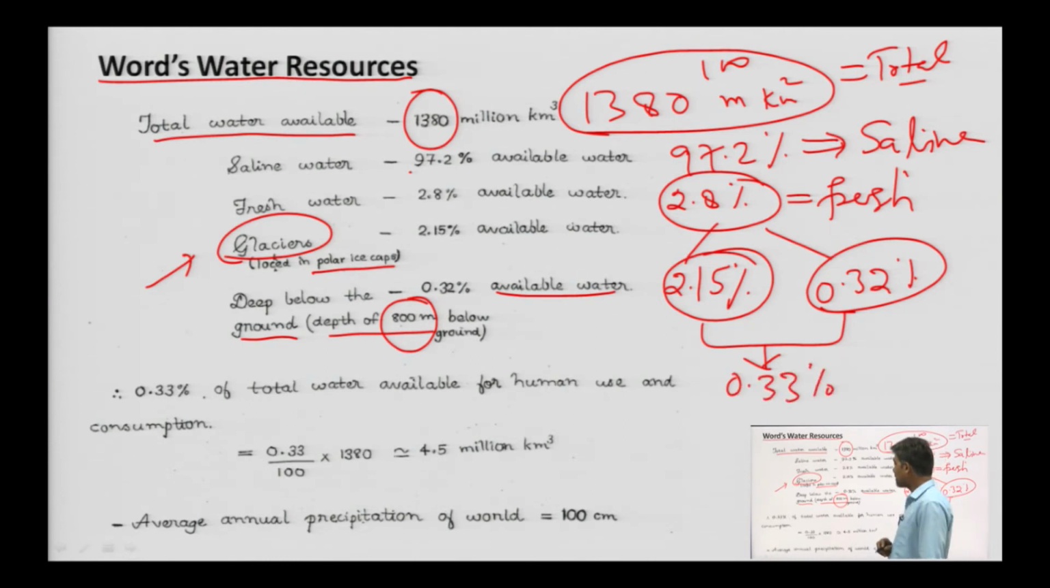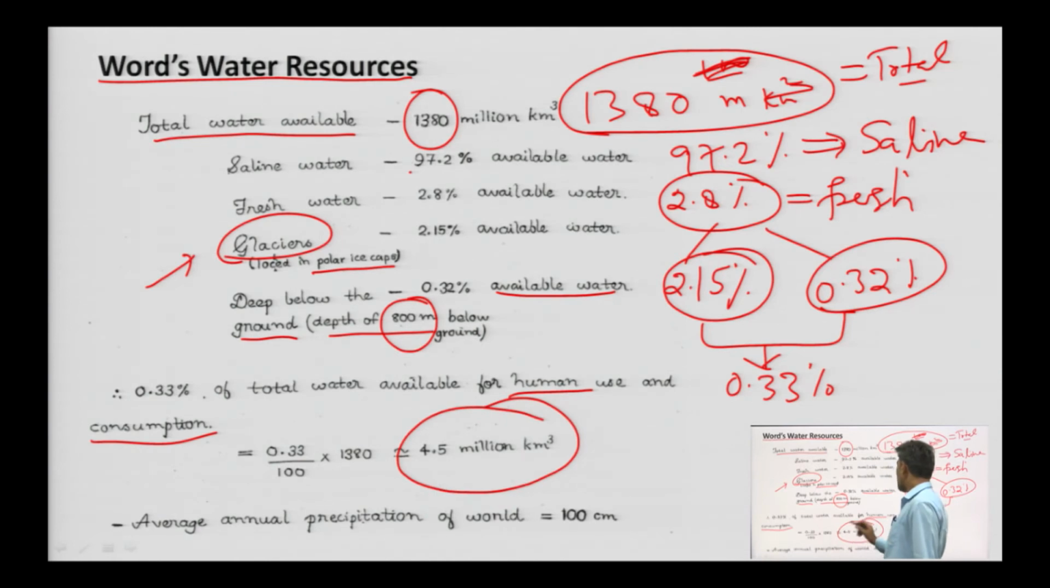It is only 0.33% of total water available for human use and consumption. So the quantity of the water, 1380 million cubic kilometer, turns out to be only 4.5 million cubic kilometer. For this much quantity of the water, it is allowable in our planet.